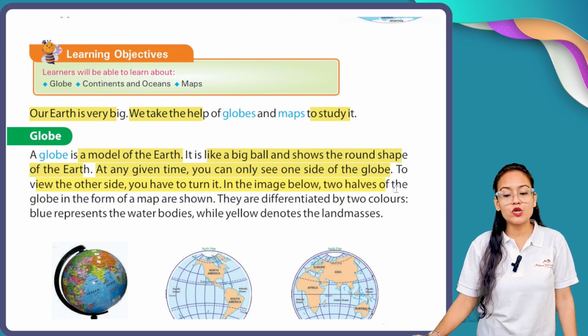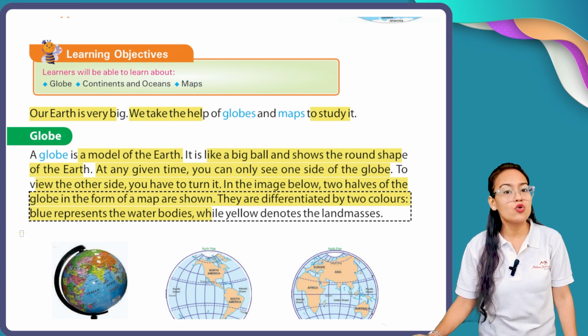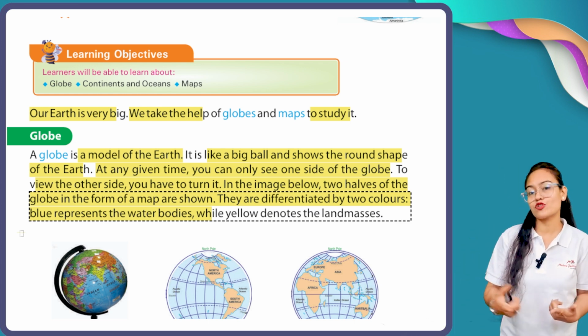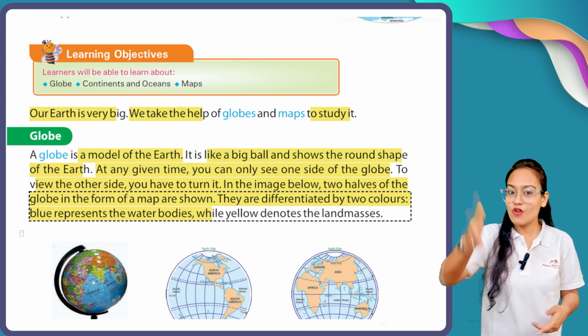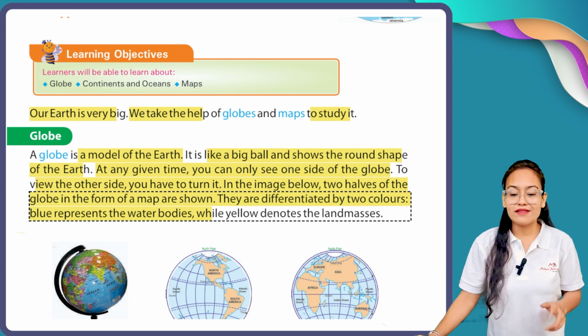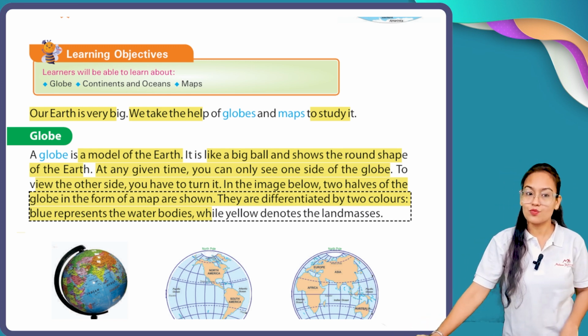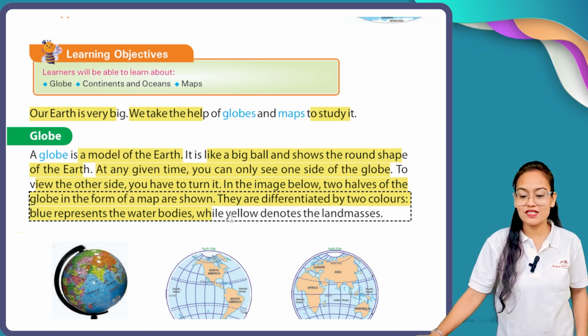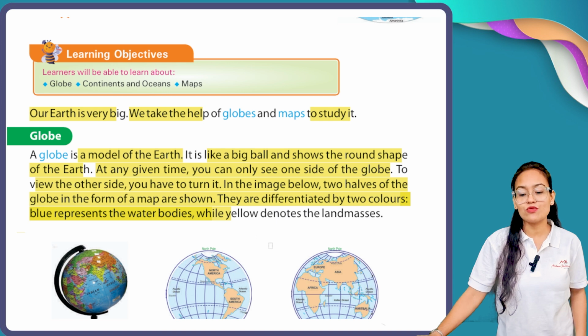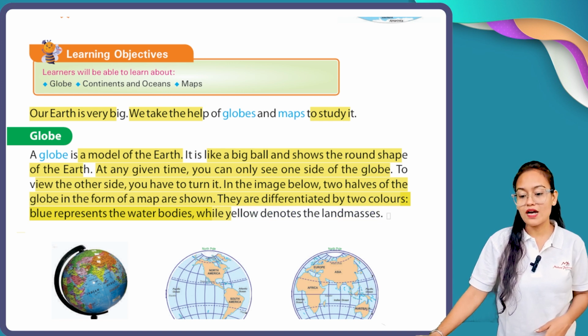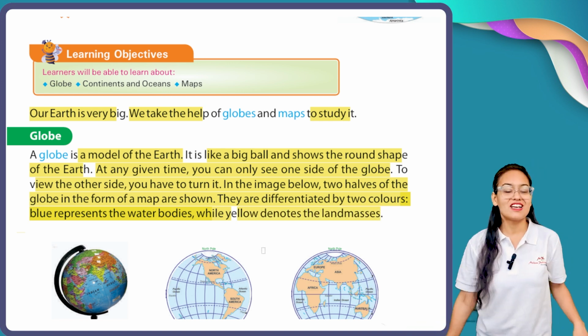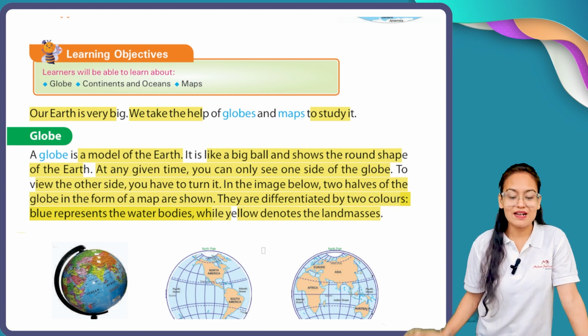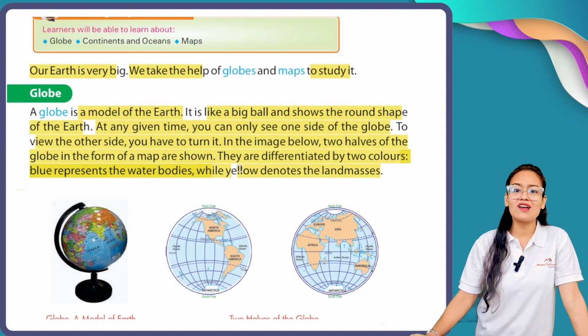In the image below, two halves of the globe in the form of a map are shown. If you want to see the other portion of the globe, you have to turn this globe. They are differentiated by two colors. Blue represents the water bodies while yellow denotes the land masses. So my dear children, whenever you see a globe, you can see there are two colors, yellow and blue.